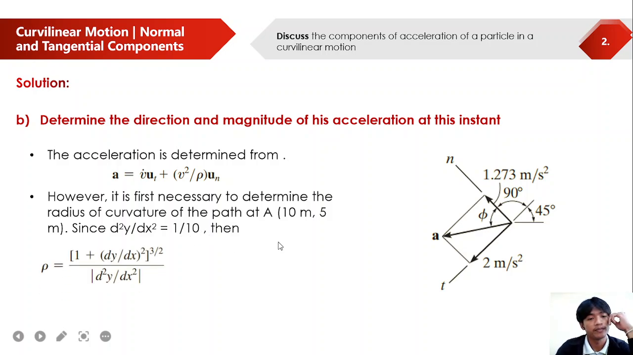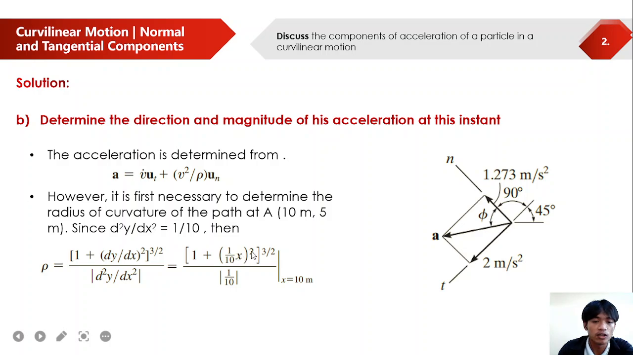Then solving for rho, we have 1 plus the first derivative of the function, squared, quantity raised to 3 halves, all over the second derivative. Therefore, 1 plus 1 over 10x, since this is the first derivative of the path, squared, quantity raised to 3 halves, all over 1 over 10, when x equals 10 meters. So substitute the 10 meters for x, and you'll have your rho, or the radius of curvature, of 28.28 meters. So therefore, you can solve for your acceleration na.